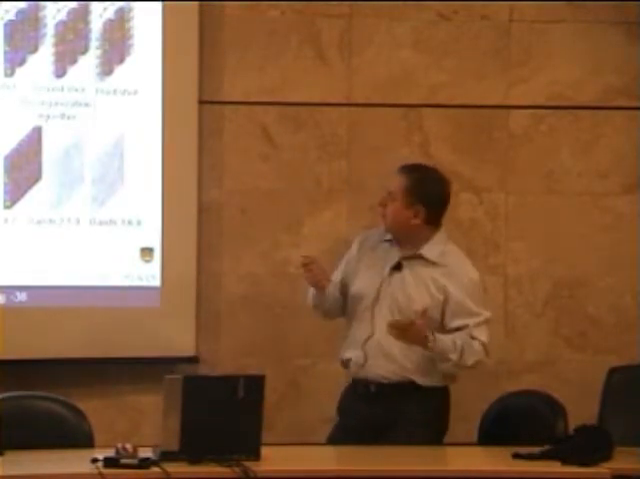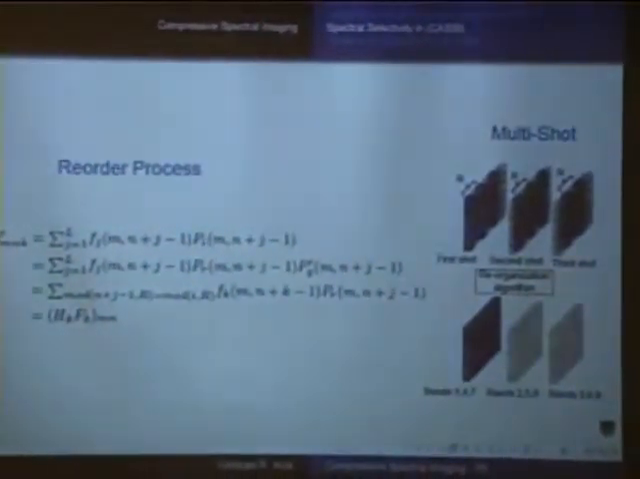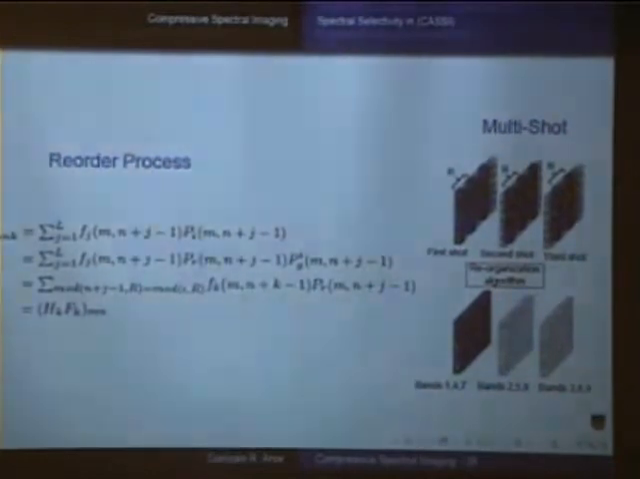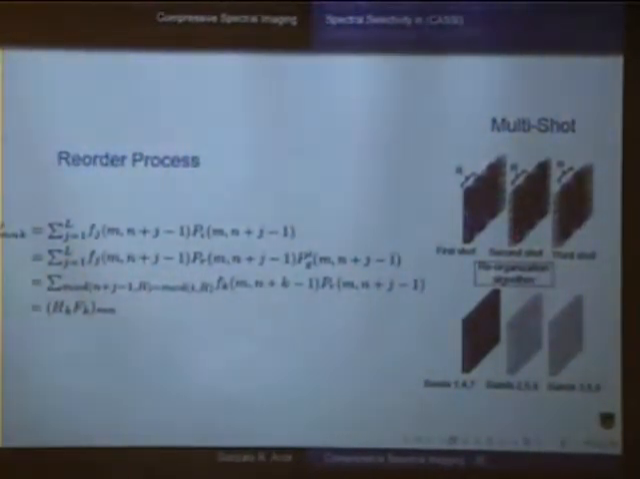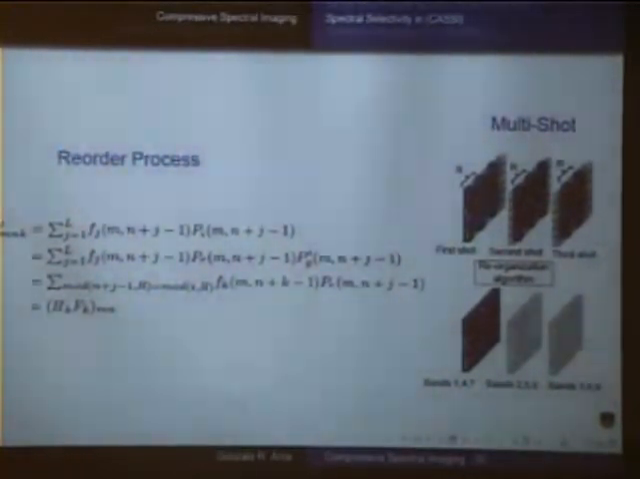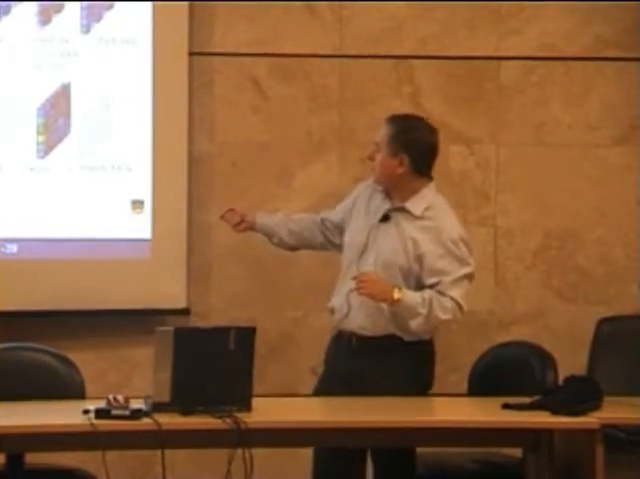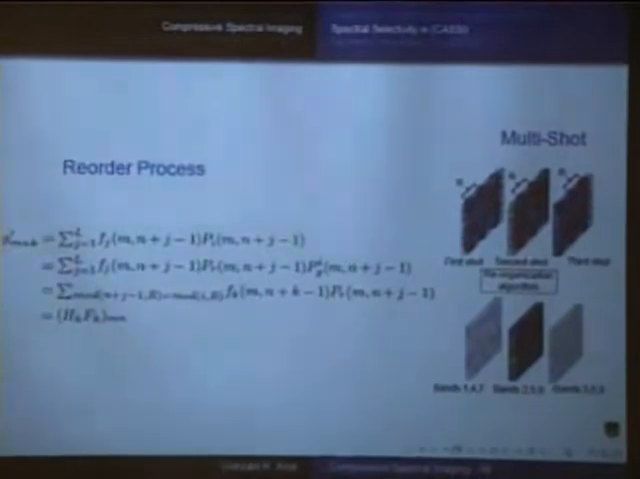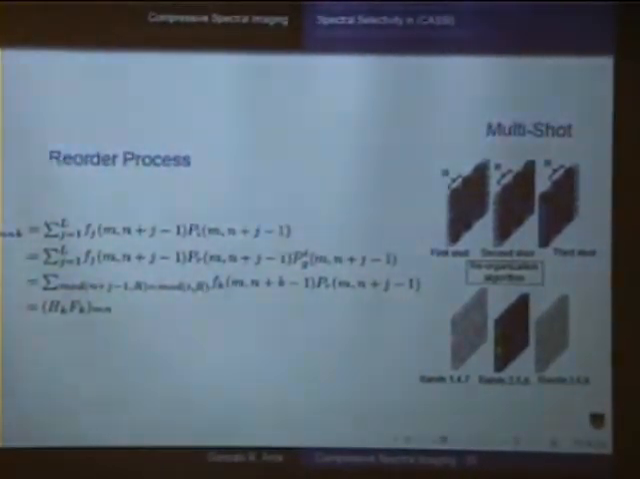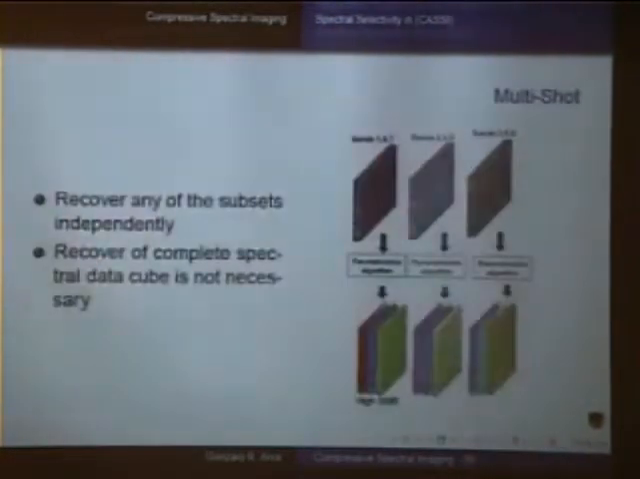In this work, the reorganization is very simple. Suppose I want bands 1, 4, 7. Then I just take the first column of the first shot, the second column of the second shot, the third of the third shot, and I use that to build this bigger shot. And that will contain bands 1, 4, 7. All you have to do is trace how the pixels are sheared in spectrum to realize that that's what's happening. If I want bands 2, 5, 8, then I take the second column of the first shot, third of the second, fourth of the third, and so on. And then I can reconstruct. If I just want 1, 4, 7, I can just reconstruct those bands there.